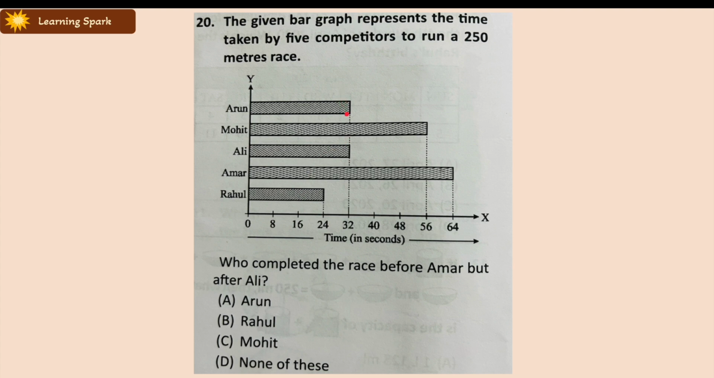So let's see. This is Ali's graph, right? Ali's graph ends here. Ali has taken 32 seconds, and this is Amar, who took 64 seconds. So we want somebody who finishes in between Amar and Ali. We can see only one graph which ends in between Ali and Amar, which is 56, and it belongs to Mohit. This one, right? So this is our answer. The answer is C, Mohit.